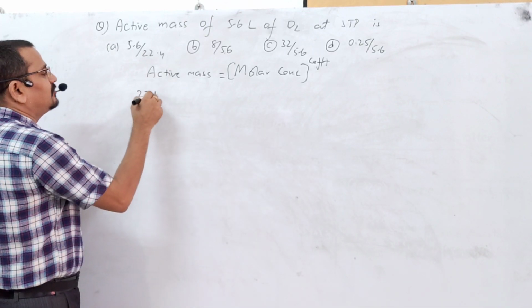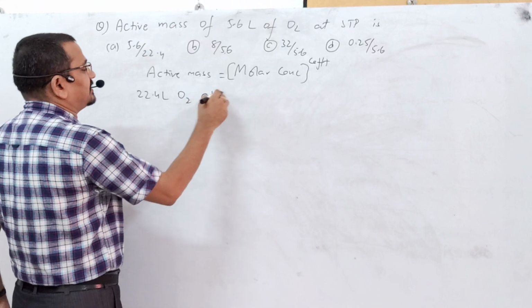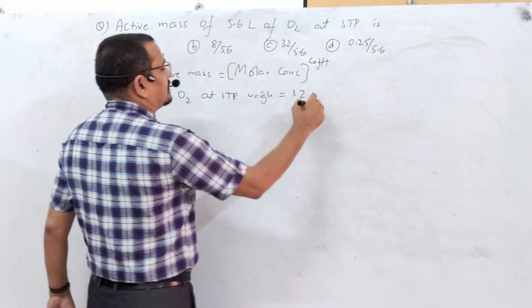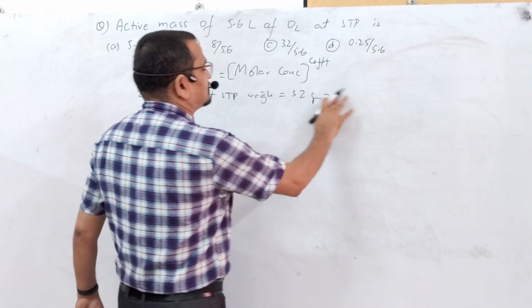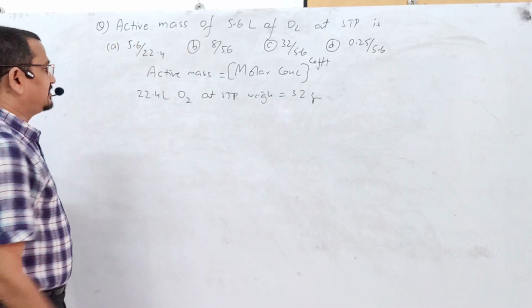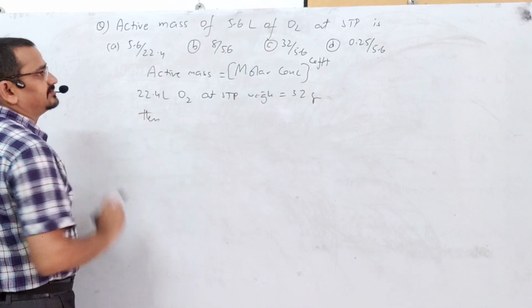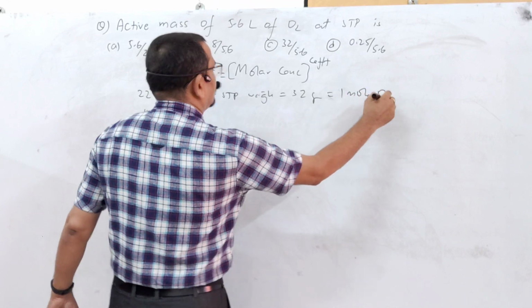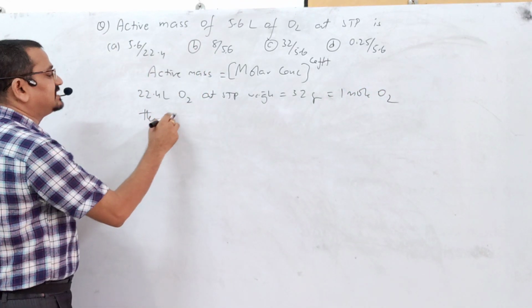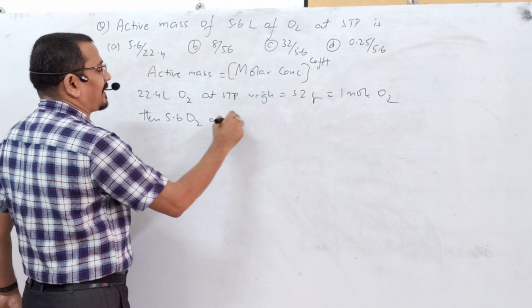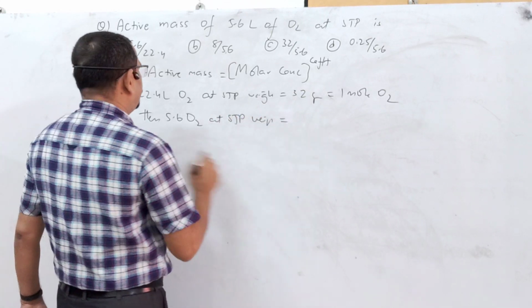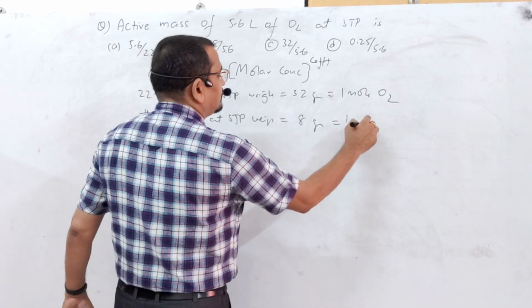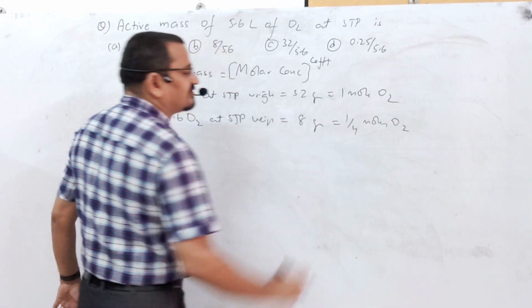We know that 22.4 liters oxygen at STP weighs 32 grams, that is for 1 mole, right? 32 grams means 1 mole of oxygen. Then 5.6 liters of oxygen at STP weighs, 5.6 is 1 by 4 moles, 32 by 4, 8 grams, that is 1 by 4 moles of oxygen. So, we got number of moles of oxygen.